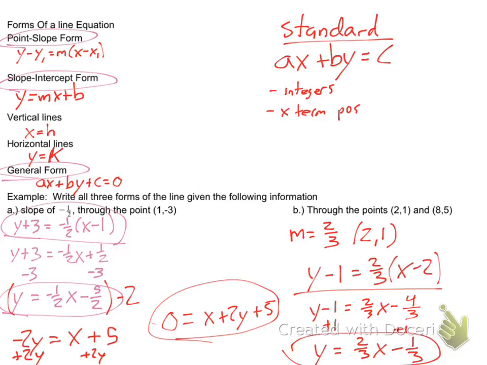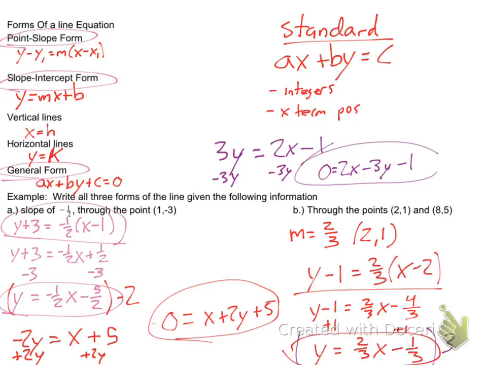X is already positive, but I don't like the thirds on there. So I multiply by the LCD, which happens to be 3. I'm going to move this way up to the top. So I end up with 3y equals 2x minus 1, minus 3y. 0 equals 2x minus 3y minus 1, and we are done. So it's not too bad. Again, standard form, bring the 1 to the other side.